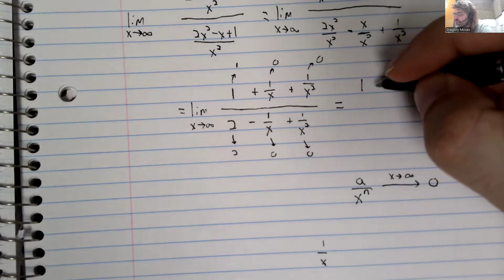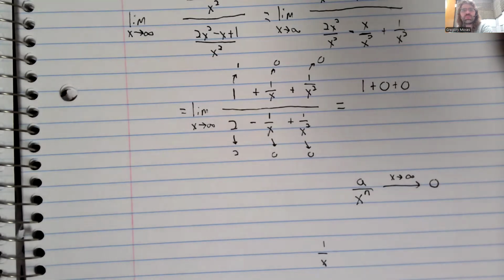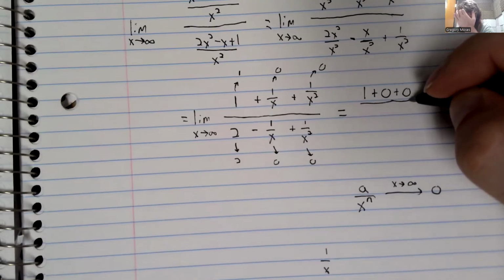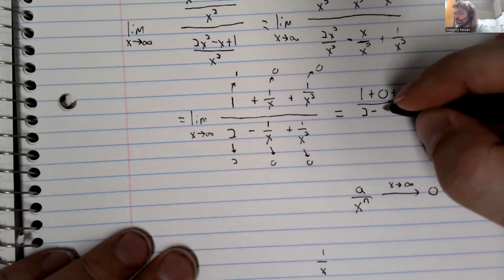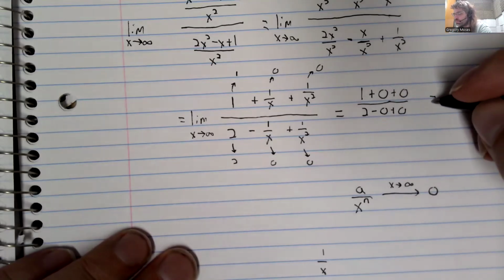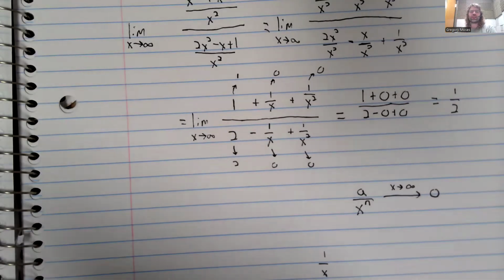So as x goes to infinity, the top is going to 1 plus 0 plus 0. The bottom is going to 2 minus 0 plus 0. The whole thing is going to 1/2.